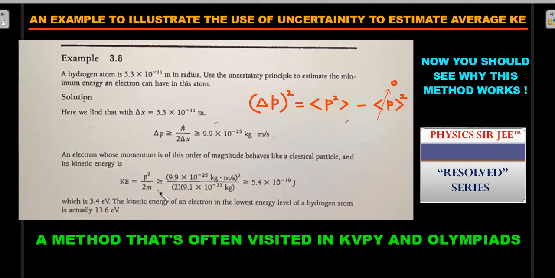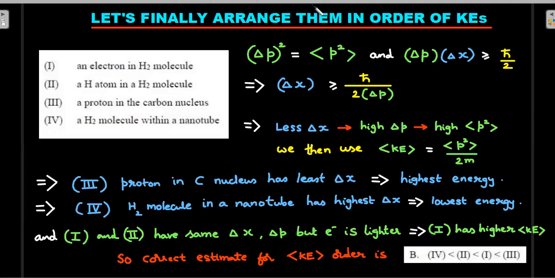There are many other reasons why it violates, but that is for another video on this particular channel. This is how we use the value of average momentum 0 to relate these two. A method which is often visited in KVPY and Olympiads, and maybe a future comprehension style question in JEE Advanced. So with all this super knowledge, let's now attempt the question.